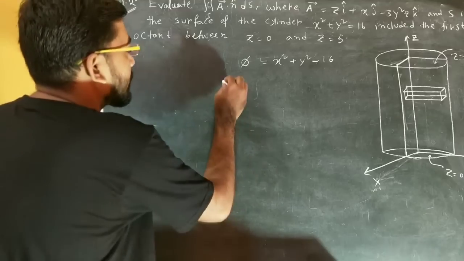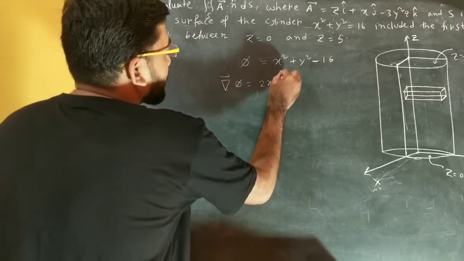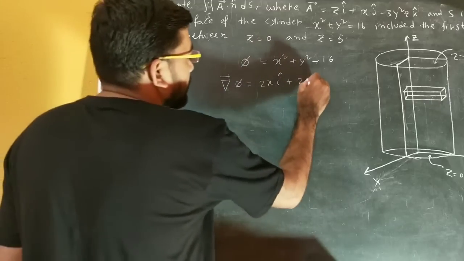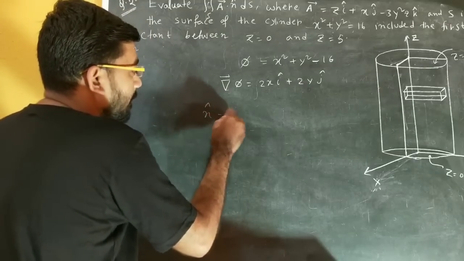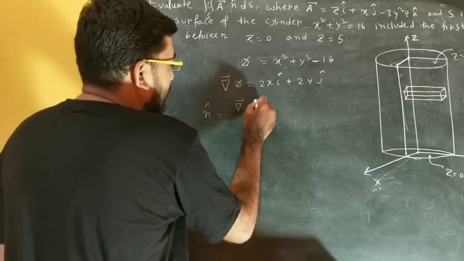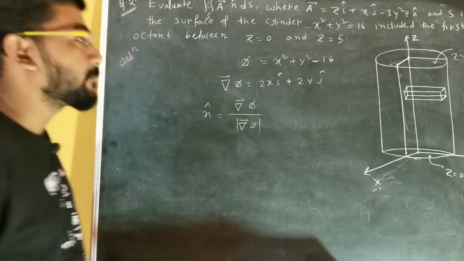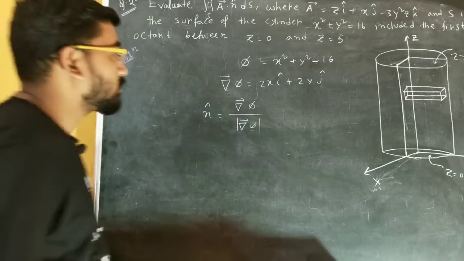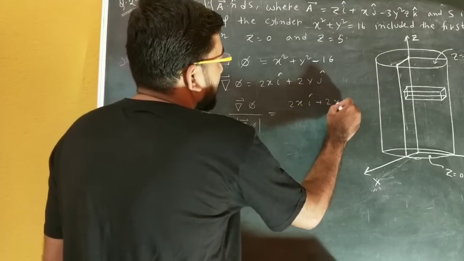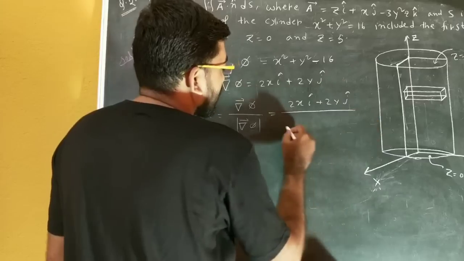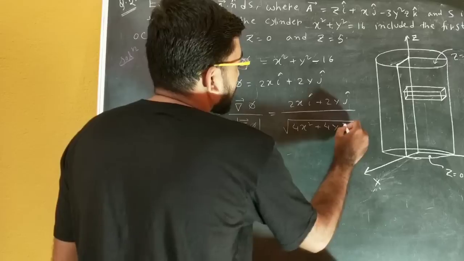So what is grad phi? Grad phi will be 2x i cap plus 2y j cap. So n cap will be grad phi divided by mod grad phi. Your first step for solving surface integration should be finding n cap. So n cap will be 2x i cap plus 2y j cap divided by square root of 4x square plus 4y square.